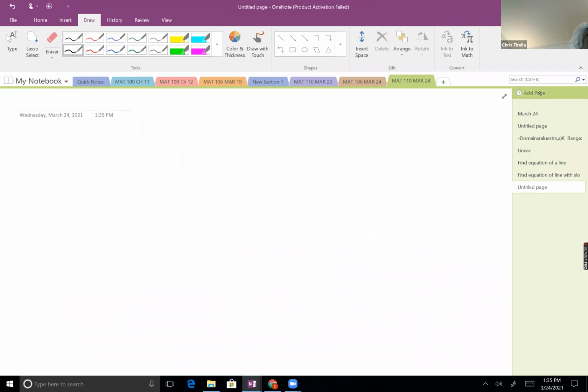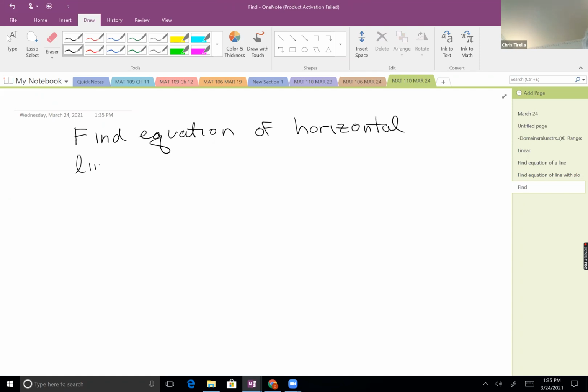If so, we're going to look at a couple of special lines. Let's find the equation of a horizontal line through a given point, let's say through the point (1, 2). We're going to look at this two ways.